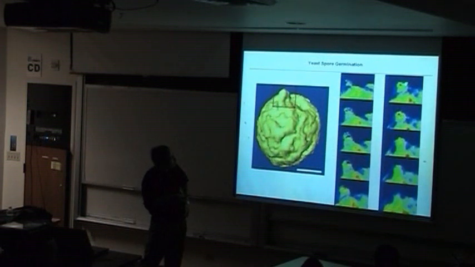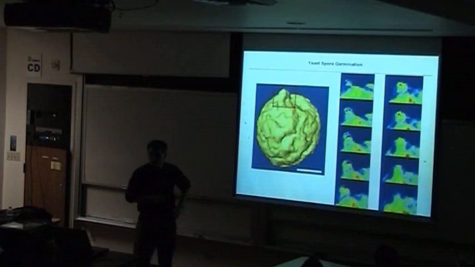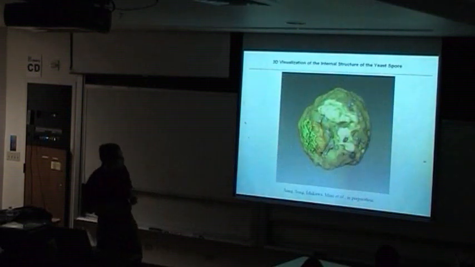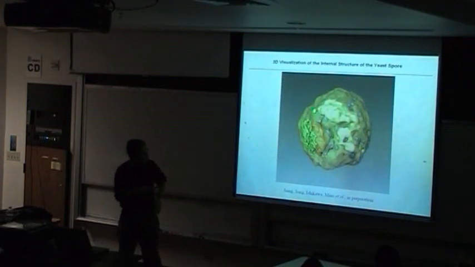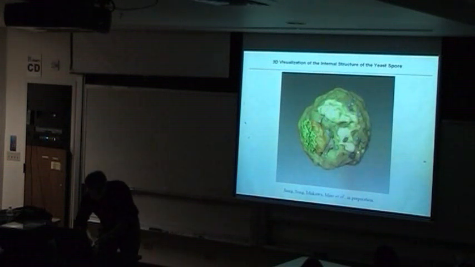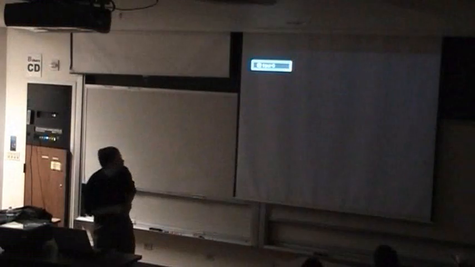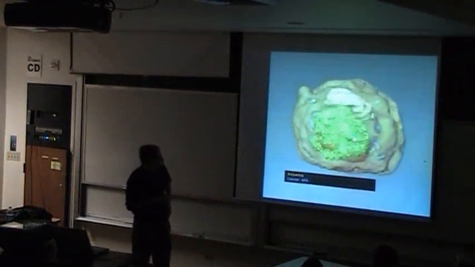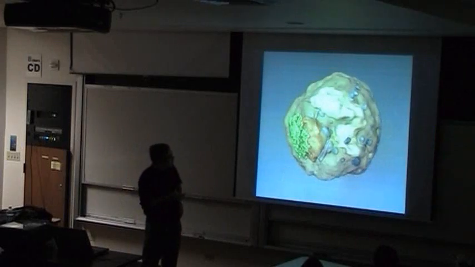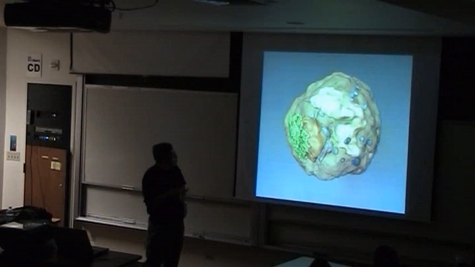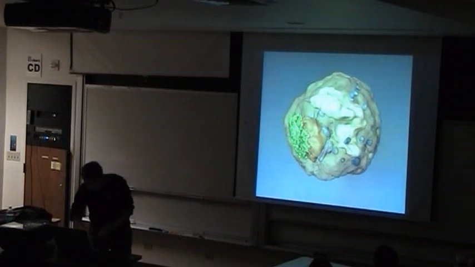We cut through this one, and you can see some high-density regions inside. There's something sticking out, and importantly, we can get the internal structure, so we can label all the different organelles. I'm just going to show the movie, the rotation of the movie. You can see this one is the nucleus, this is the ER, and this is the vacuole.